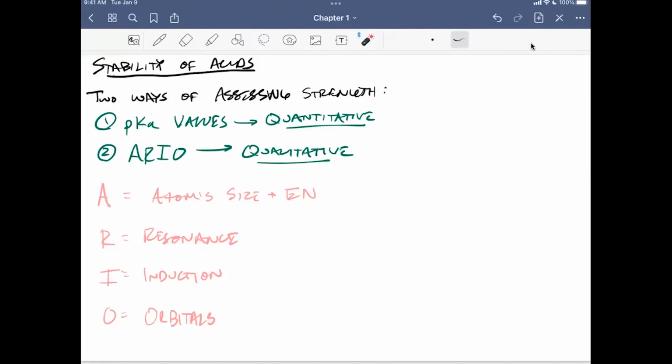All right. So talking about the stability of acids, those that give away an H plus, there's two ways to really assess the strength. One of the ways is looking at the pKa values, and I said that was the quantitative way. That gives you a definite number that you can use to determine what has the bigger pKa value. But the qualitative way, and the way I'll be talking about, and your lecture will be talking about, is ARIO, which stands for the atom size and electronegativity, the resonance, induction, and the orbitals it has. So this is the qualitative way to determine the strength of different acids, or the stability of different acids.